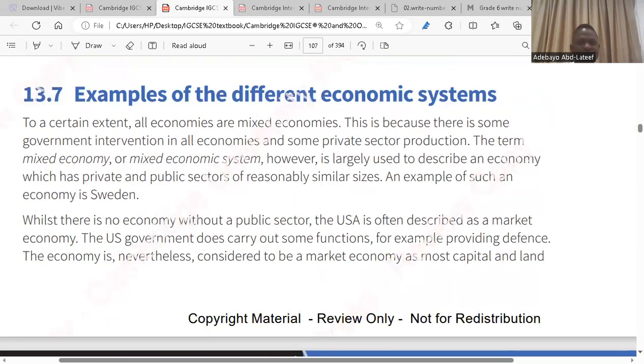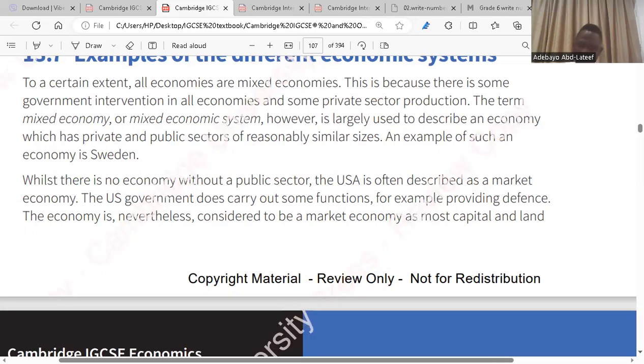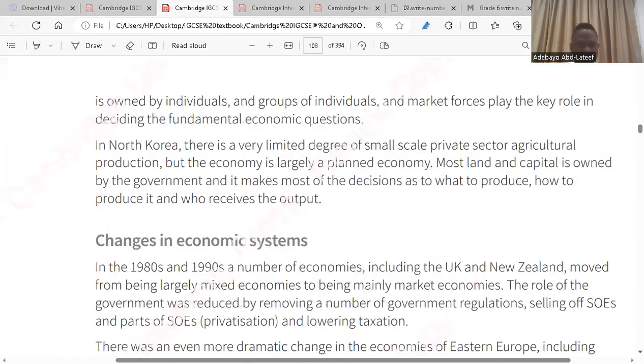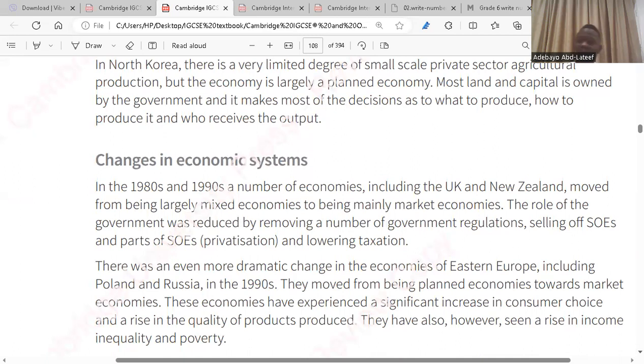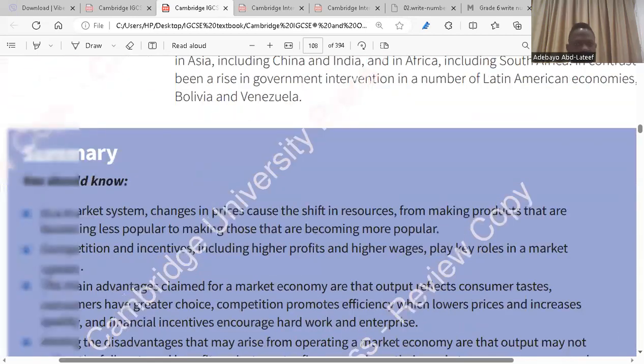So here they gave examples of different economic systems. To a certain extent, all economies are mixed economies. This is because there's some government intervention in all economies and some private sector production. The term mixed economy, however, is largely used to describe an economy which has private and public sectors of reasonably similar sizes. An example of such is Sweden. So we call it a mixed economy because in this economy, it is both the market system and the planned system. Is it clear? Yes. Scroll down, please.